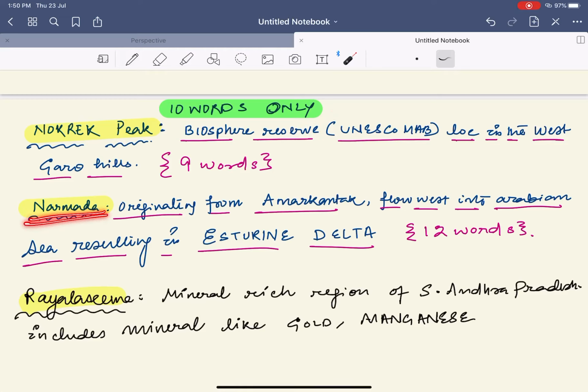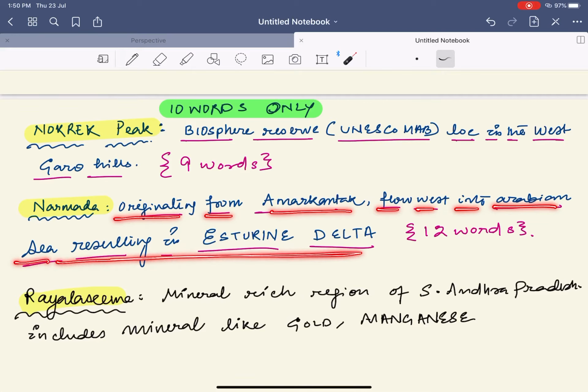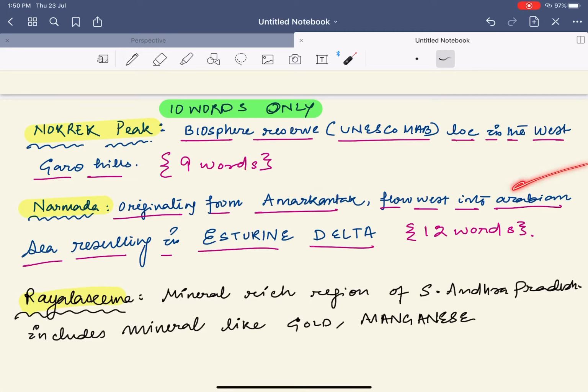Now let's look into the context of the Narmada. Originating from Amarkantak, flows west into the Arabian Sea, resulting in an estuarine delta. This is a perfect example. I have written this in 12 words. Geographically it is forming the estuarine delta, from where it is originating, Amarkantak, to where it is flowing, the Arabian Sea. Simple. Now, with respect to the Rayalaseema that we had marked: mineral-rich region of southern Andhra Pradesh, which includes minerals like gold, manganese. Enough, done with that.